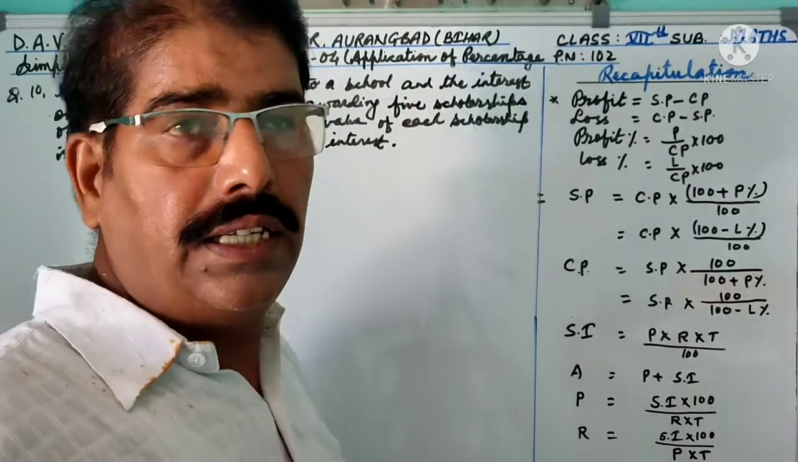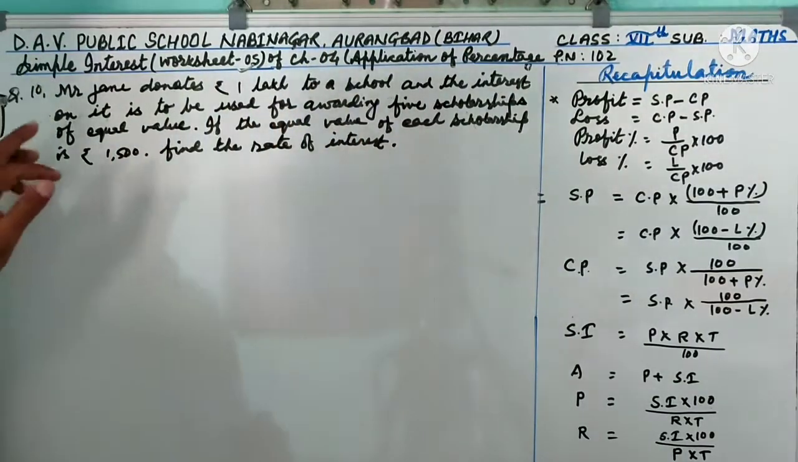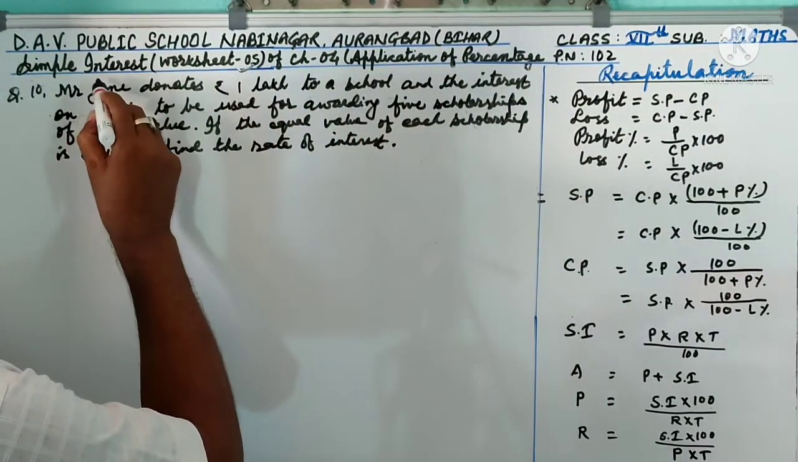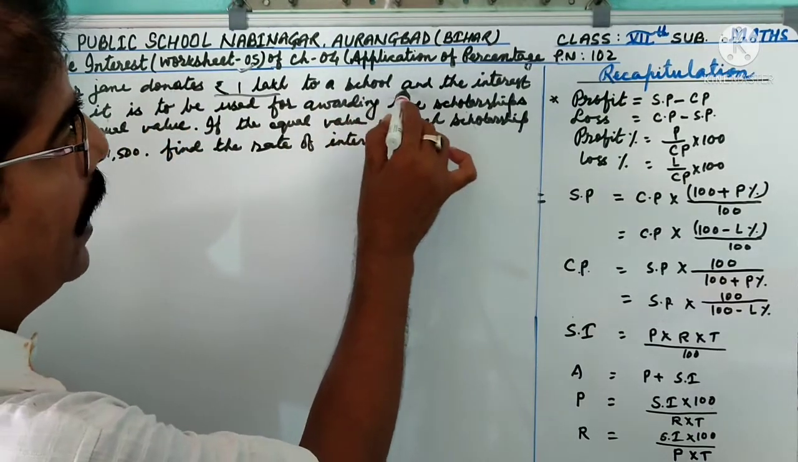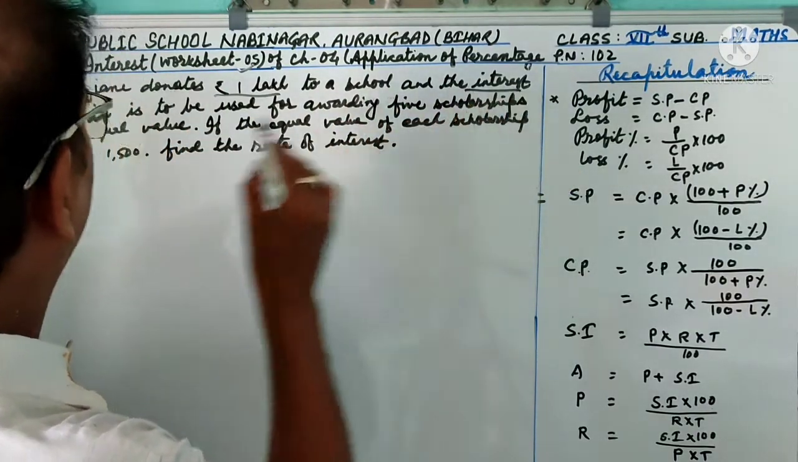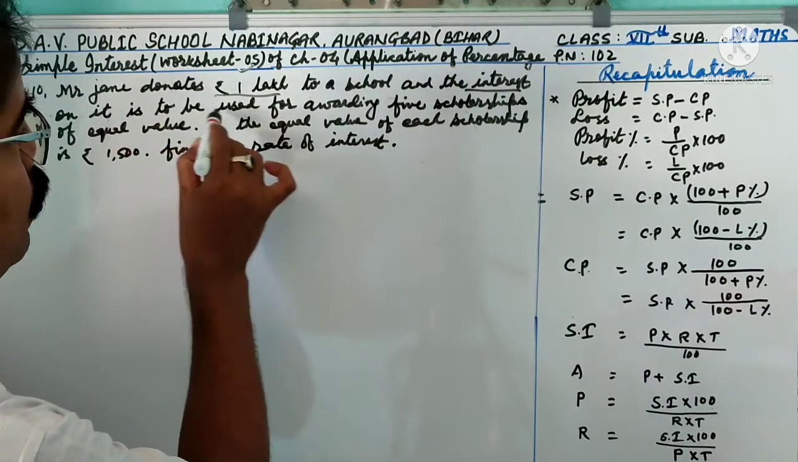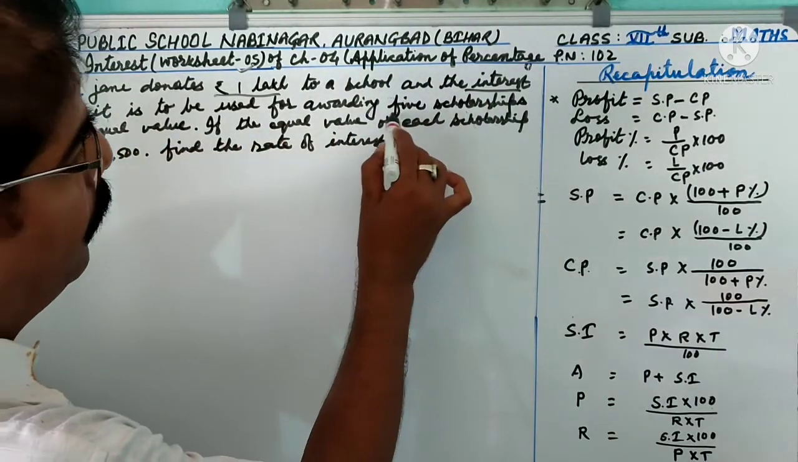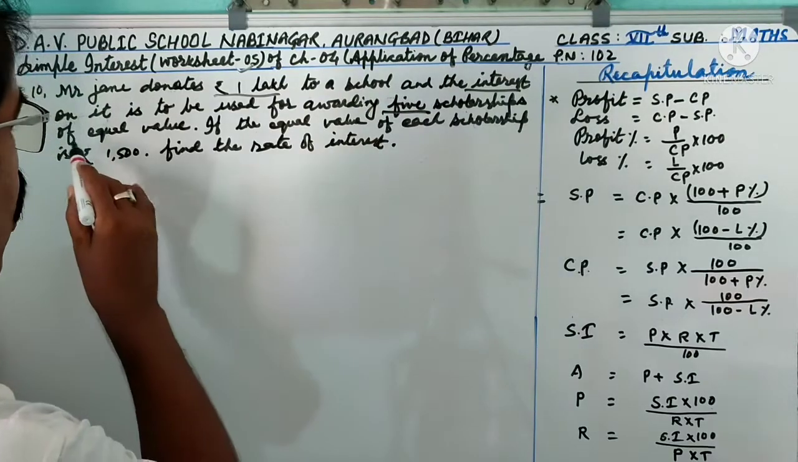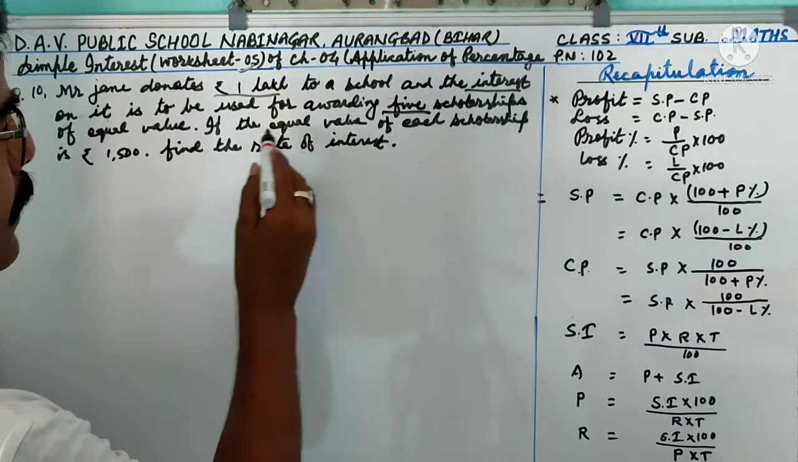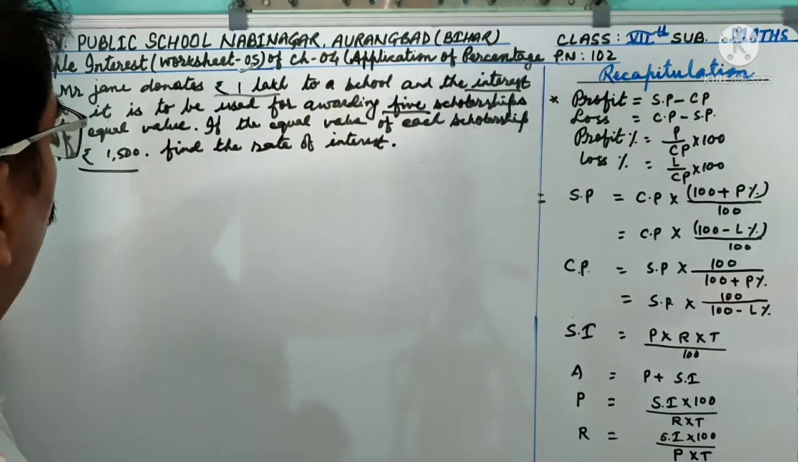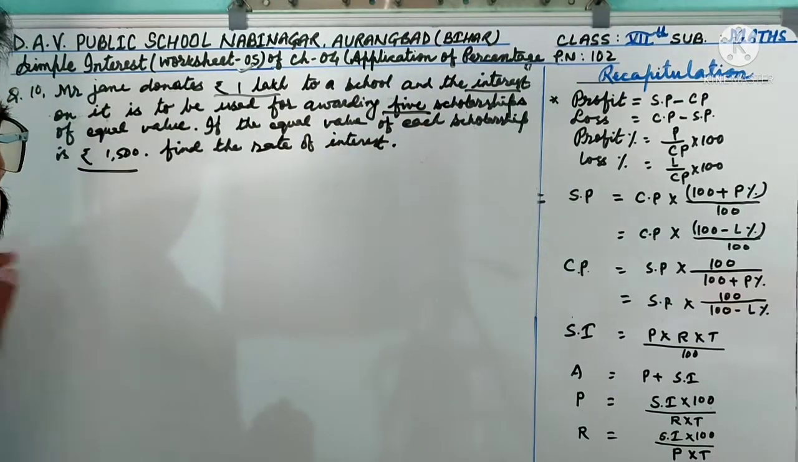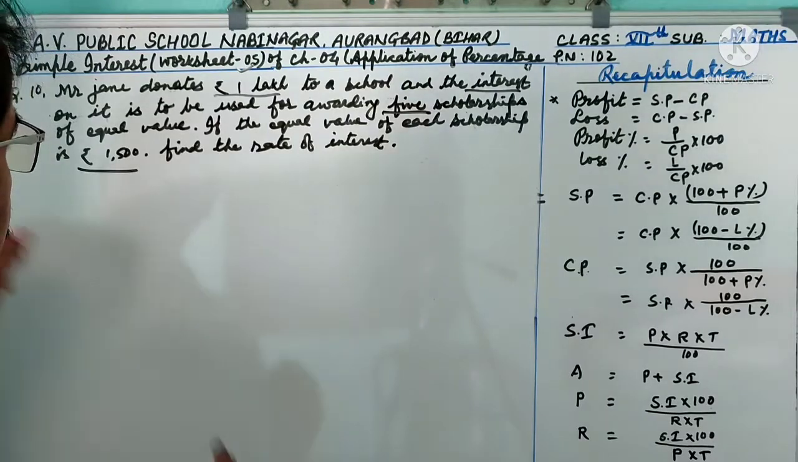dear student, in the last question of this worksheet, question number 10: Mr. Jain donates 1 lakh to a school and the interest on it is to be used for awarding 5 scholarships of equal value. If the value of each scholarship is rupees 1500, find the rate of interest.